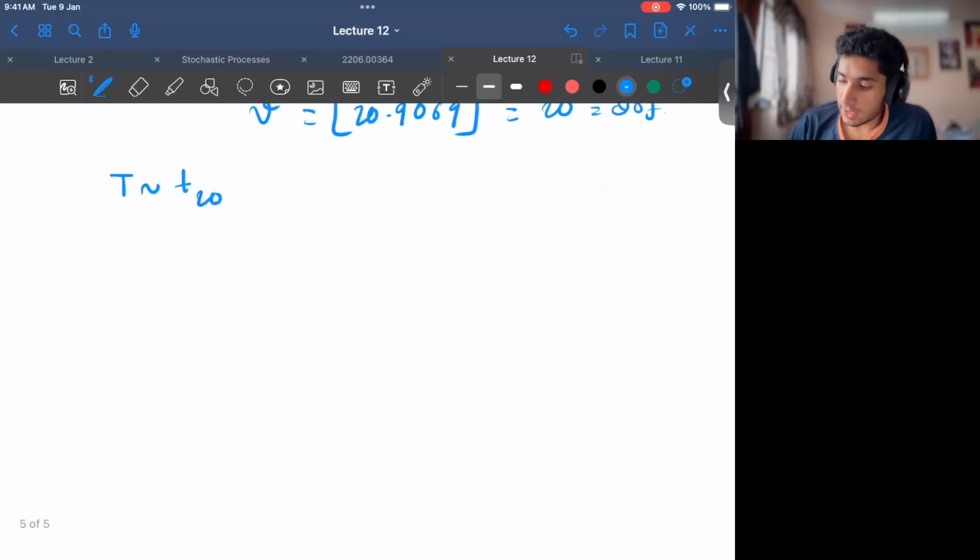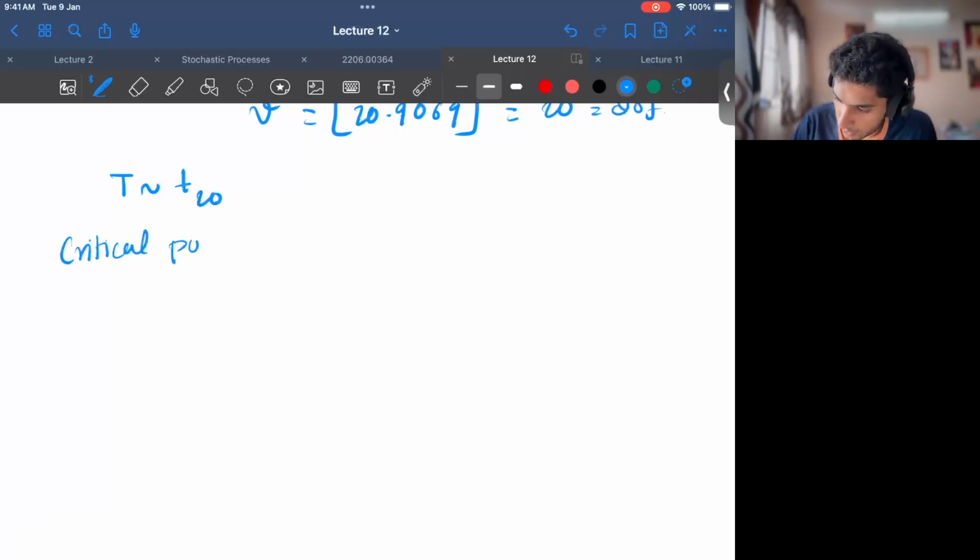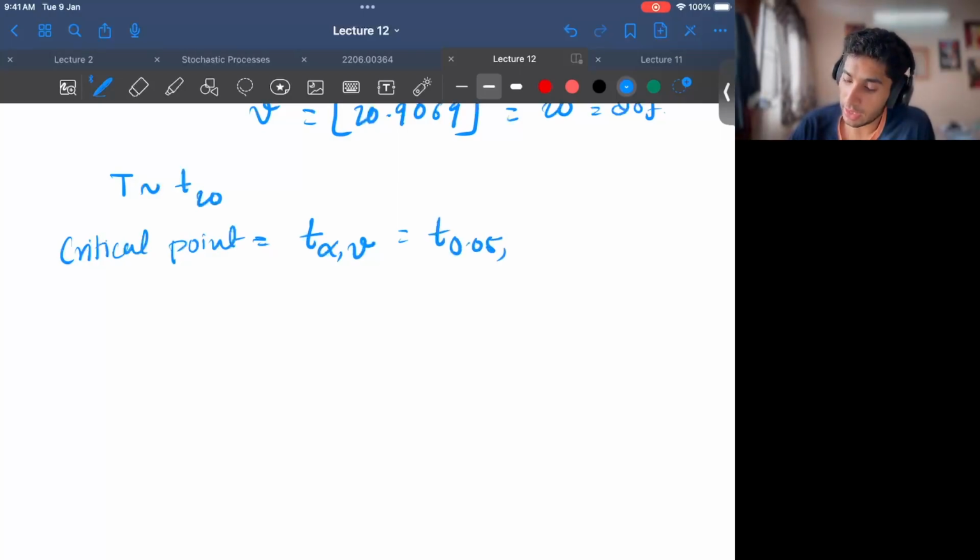Now, what will be the critical point? The critical point is simply T alpha comma nu, right? Alpha is your level of significance, 0.05, and nu is your degree of freedom, which is 20. You use your table, and this comes out to be 1.72.